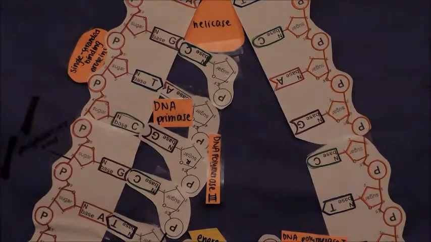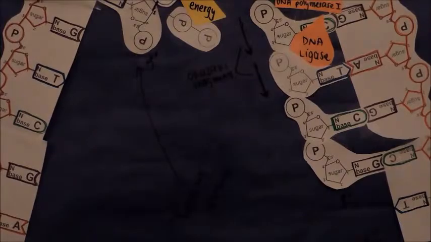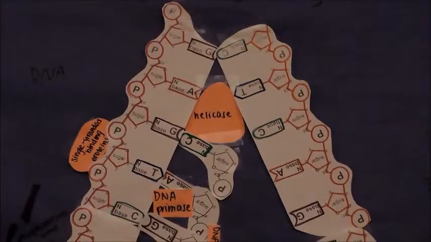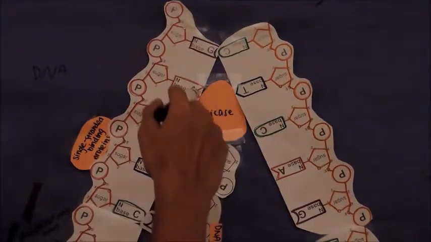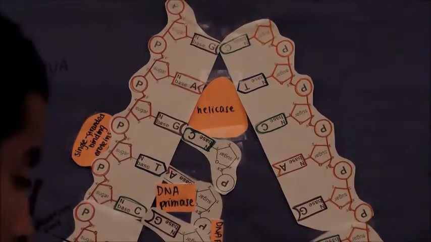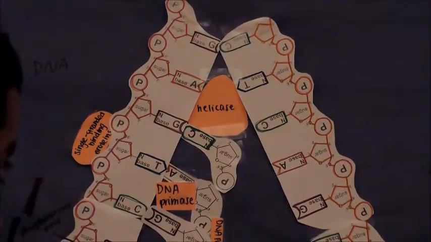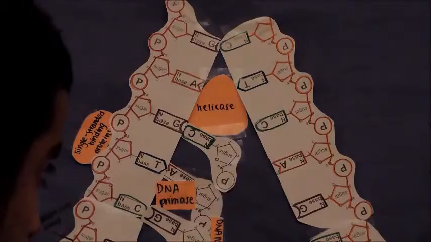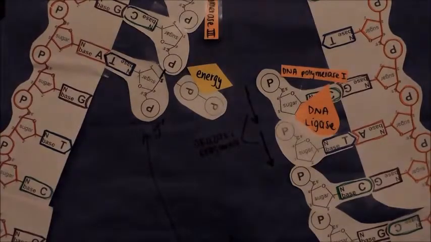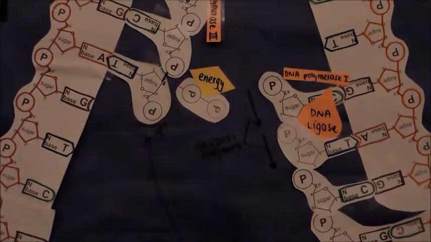Now we move on to leading and lagging strands. So the leading strand is the strand that goes in the direction of 5 to 3. The leading strand moves towards the replication fork, which is right here, while the lagging strand moves away from the replication fork. Finally, you get to what is known as Okazaki fragments.